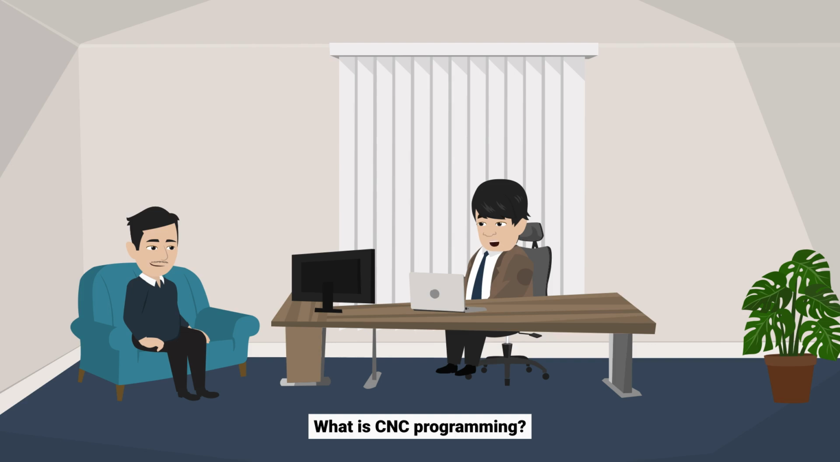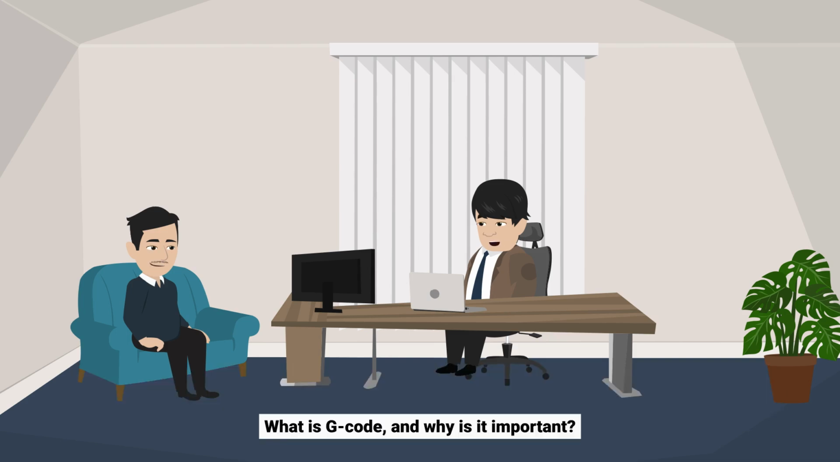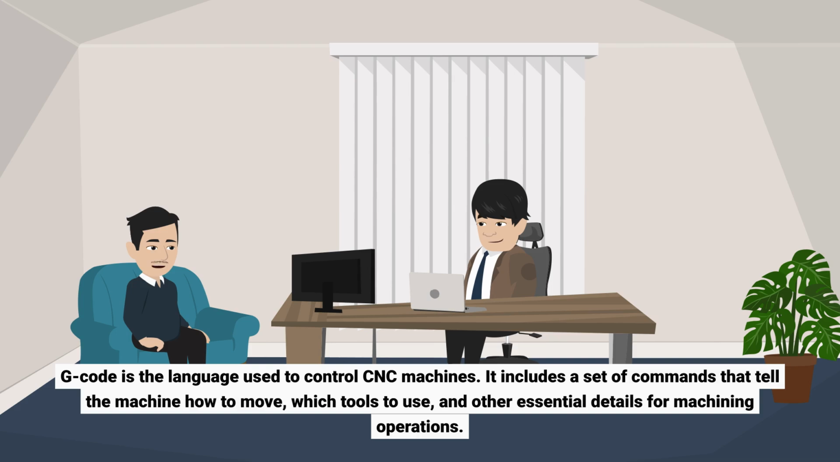What is CNC programming? CNC programming is the process of writing instructions for a CNC machine to follow, which controls the machine's movements to perform operations like cutting, drilling, or milling on a workpiece. What is G-code and why is it important? G-code is the language used to control CNC machines.